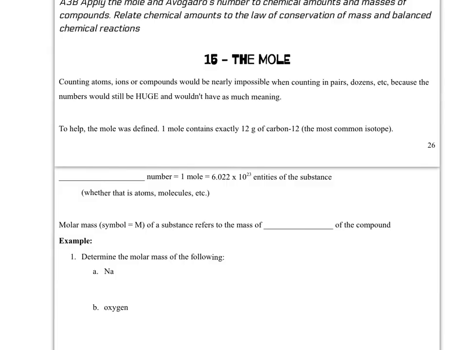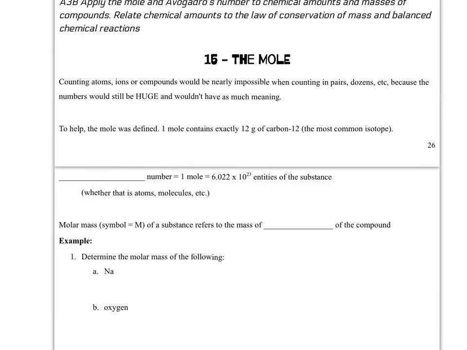So we know in counting, a pair means 2, a dozen means 12. And what we know is that a mole is equal to an exact number as well. It's just a really big number. One mole was defined by using a specific isotope of carbon, carbon-12. They said 12 grams of carbon-12 represents 1 mole of compound. I don't know how they got that number, but they did it.